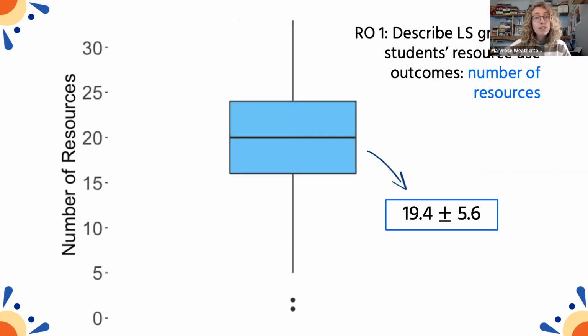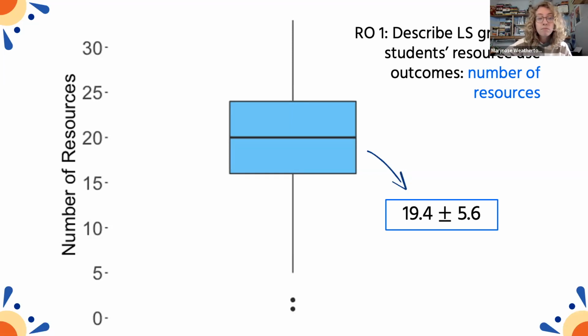So in terms of understanding how many resources students are using, we simply summed the number of resources that each student said that they used. And what we can see is that on average, students are using about 19.4 resources with a standard deviation of about 5.6. Now, this is many more resources than we were suspecting, and we can see that there's quite a big range here. So we know that students are generally using many resources, though some students are not using very many at all.